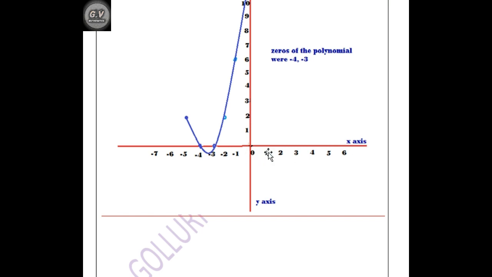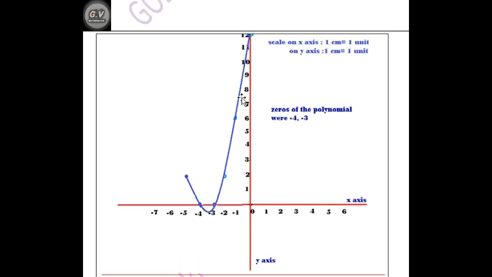0, 1, 2, 3, 4, 5 positive values are taken on the right side of 0 and negative values are taken on the left side of 0. Here positive values are taken on the upper side of 0, on the top side of 0. Okay, so what about the first point, Nana?